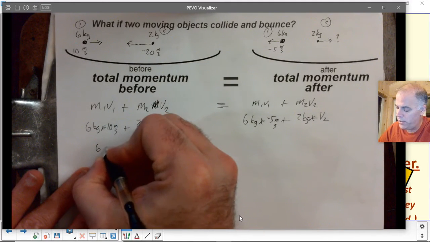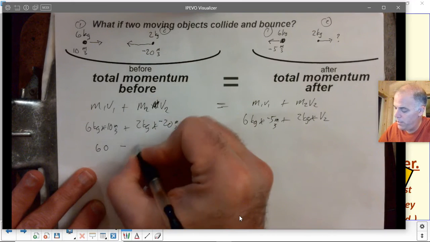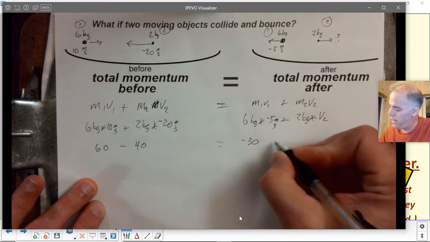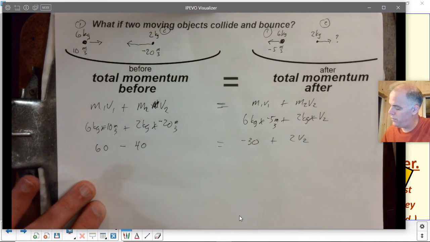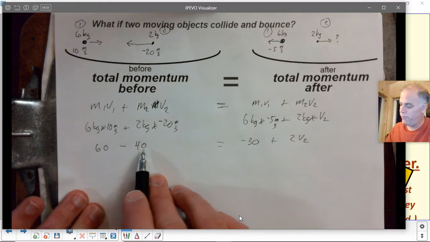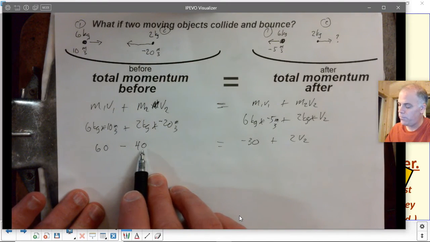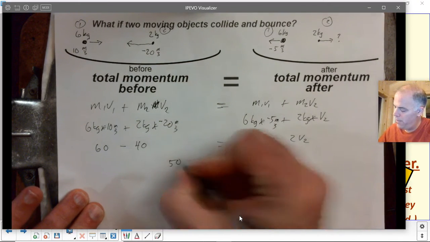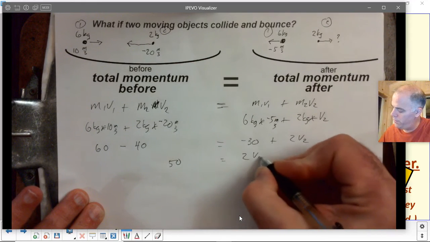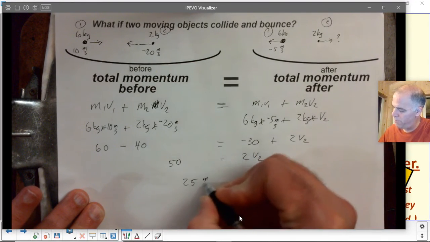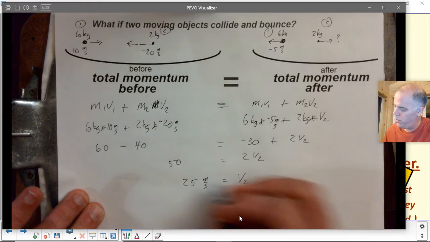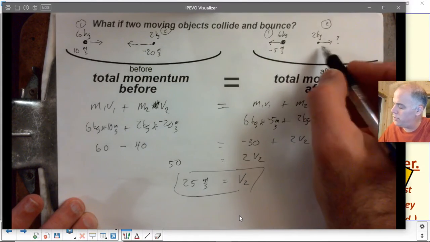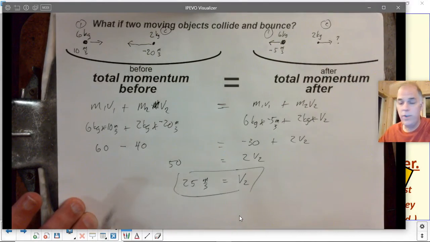So we're going to get 60 minus 40 equals negative 30 plus 2v2. 60 minus 40 is 20. 20 plus 30 is 50, which is equal to 2v2. So 25 meters per second is the final speed. And it's a positive 25, so that means that it is going away. It is going to the right.